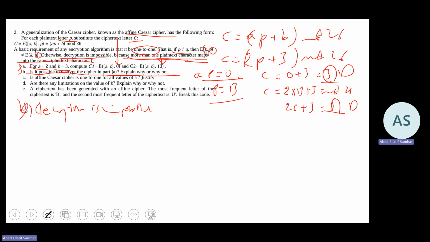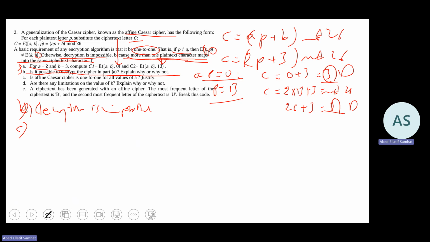This is the part B. So for the part B, as we said, the decryption is impossible because more than one plain text character maps into the same ciphertext character, and it's not a one-to-one mapping. For the part C, is the Caesar cipher one-to-one for all values of A?